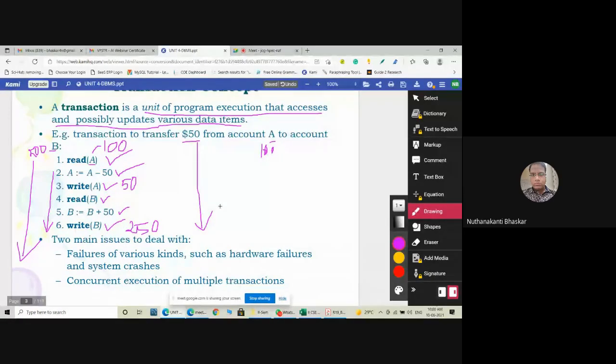Now, when you want to perform this transaction, there is a chance of transaction failure. Don't expect that the transaction will always be successful. The operations written for transferring money from account A to B are written in one program, but even so there is a chance of failure. There are two main reasons for failure of a transaction. One is failure of various kinds, such as hardware failure and system crashes, while the transaction is running.